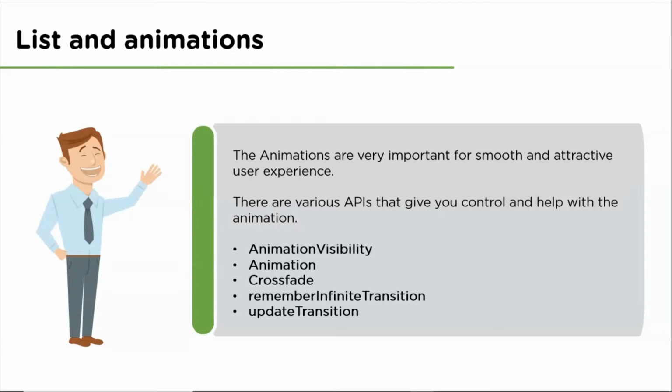Then there is rememberInfiniteTransition. If the animation is state-based, happens during composition, and is infinite, then this is used. Next is updateTransition. It is used if you are animating multiple values simultaneously. So these were some APIs that can give you control over the animations.